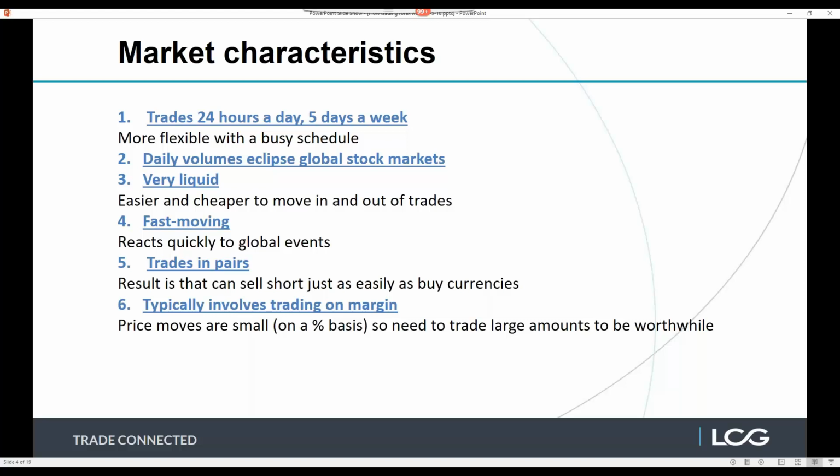Daily volumes eclipse that of global stock markets and even the bond market as well, which is a lot bigger than the stock market. So why does that matter? Well, it makes it very liquid. Now that's sort of a techie term, if you like, but basically there's just a lot more trading that's taking place.